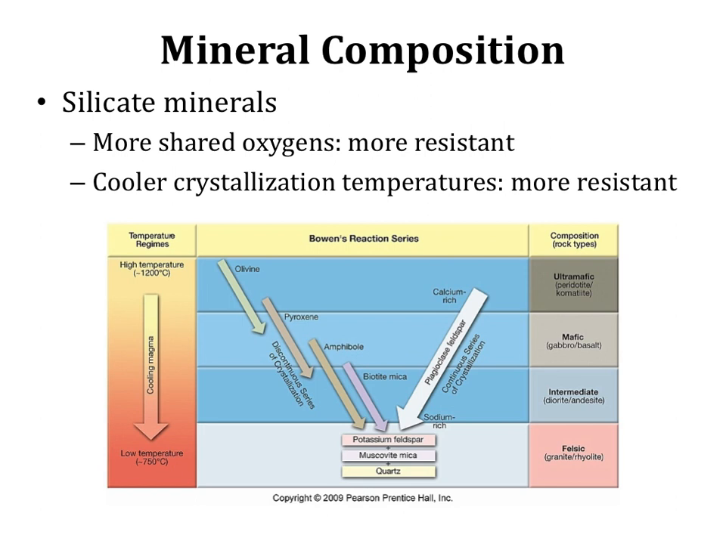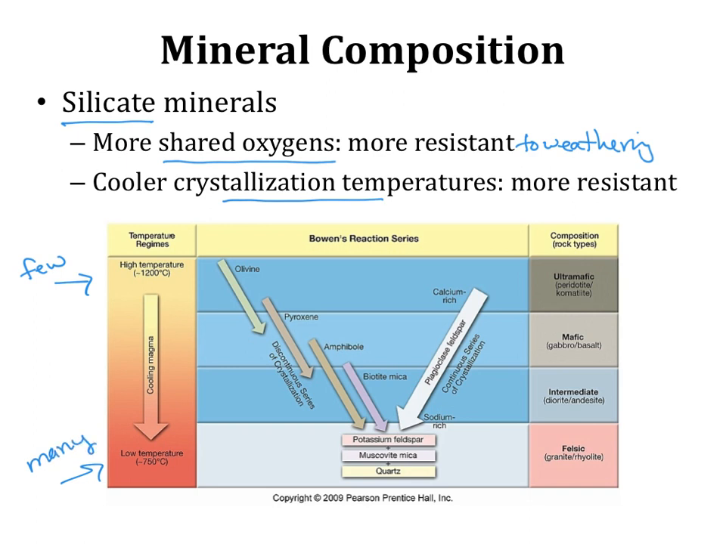Something else that plays an important role in how quickly different minerals will weather is their shared oxygens. So this is specific to the silicate minerals, the ones that create the igneous rocks. But it turns out that the more shared oxygens a mineral has, the more resistant to weathering it is. So shared oxygens actually go along with crystallization temperature. We have very few shared oxygens with the higher crystallization temperatures, and we have lots of shared oxygens when you get down to the lower crystallization temperature.